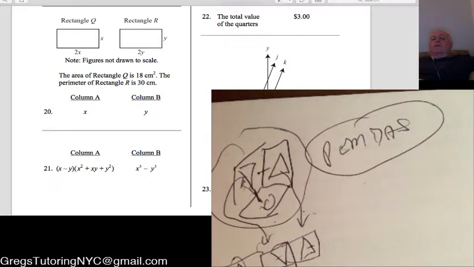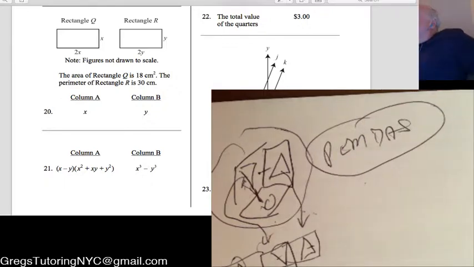So there's a couple of things going on. We have x's, we have y's, we have things not drawn to scale, we have areas, and we have perimeters. That's a lot to keep track of. It's simple math, but it's still a lot to keep track of.